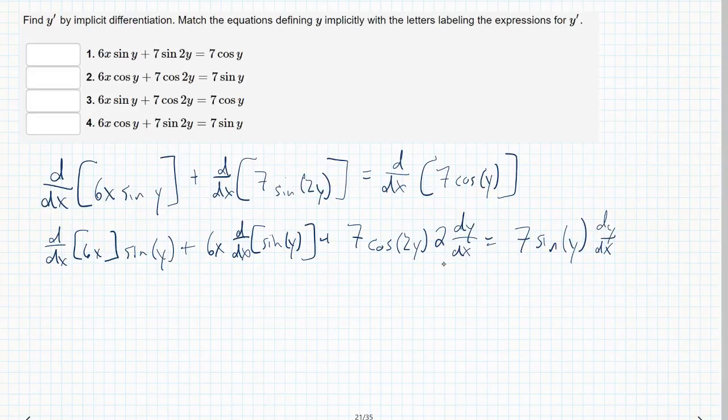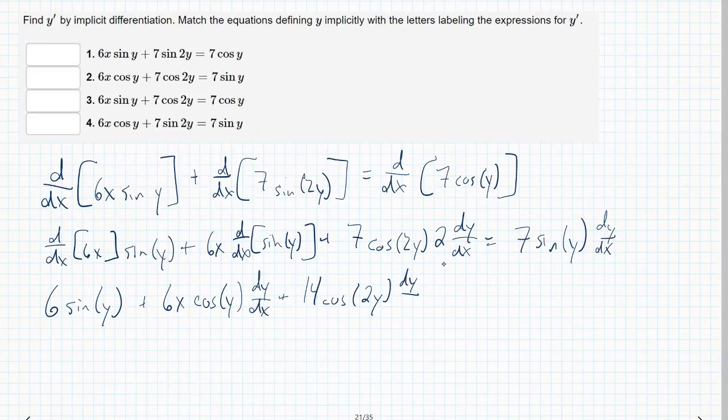Now, you'll see why I'm going to run out of room on this one problem alone. So that's why we'll just cover this one, and the rest you can try. You have this problem in your homework. They all kind of follow the same suit. So this is 6 sine of y plus 6x cosine of y times dy dx plus 7 cosine of 2y. Oh, I'm sorry, 7 times 2. Let's make this a little bit easier on ourselves. That's 14 cosine of 2y times dy dx equals 7 sine of y times dy dx.